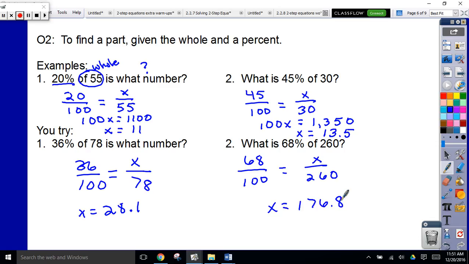Okay, any questions about these? Yes. When you do these, could you always do something to check your answer? Because I was just thinking, if you converted the percent to a decimal, could you do, say, 55 times 0.2? Like up here? Yeah, 55 times 0.2. Yeah, that would work for that one.